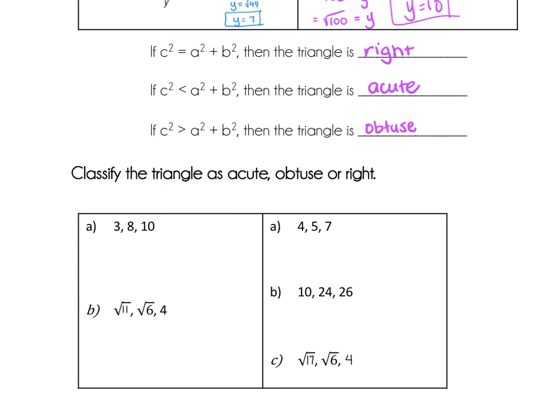All right, so now the directions say classify the triangle as acute, obtuse, or right. The first thing you gotta do is identify what's the biggest side. That goes by itself. So if I look at A, 3, 8, and 10, what's the biggest one? 10. So I'm trying to figure out what's the relationship between 10 squared and 3 squared plus 8 squared.